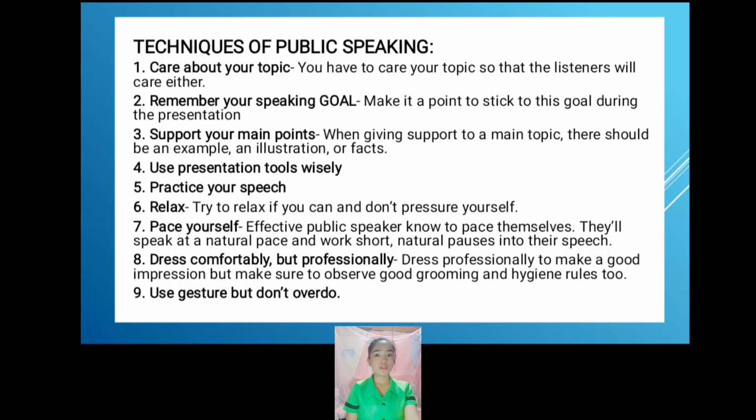Why do we need to practice the speech? Do you know the old saying, practice makes perfect? This is really true when it comes to developing effective speaking skills. The more you practice your speech, the more familiar it will be to you and the more comfortable you'll be giving it. That is why in public speaking, you have to practice your speech.